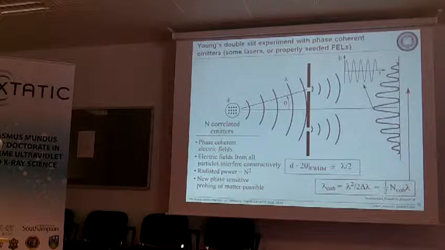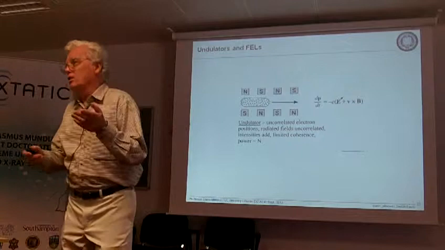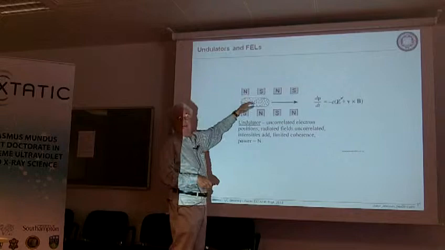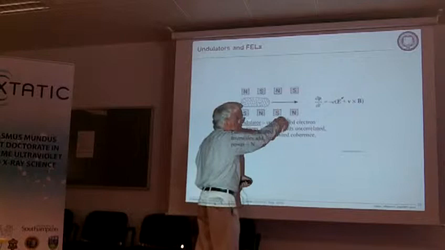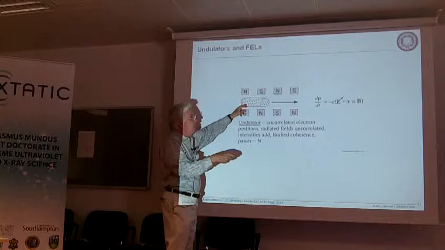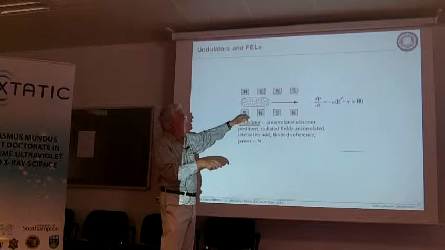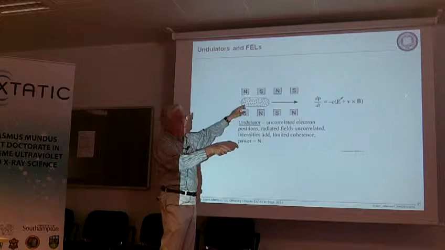This is a picture of, this is a comparison of what we call undulators and free electron lasers. An undulator is a bunch of electrons randomly located with each other that go through a periodic magnet. And as they go through, each of these electrons oscillates and gives off radiation, okay? But because they're uncorrelated in the far field, their electric fields are just washed out. The only thing that's contributing to intensity is each one. So the intensity out here, if there are capital N particles, the power or intensity far away is N times the power of one electron, okay?